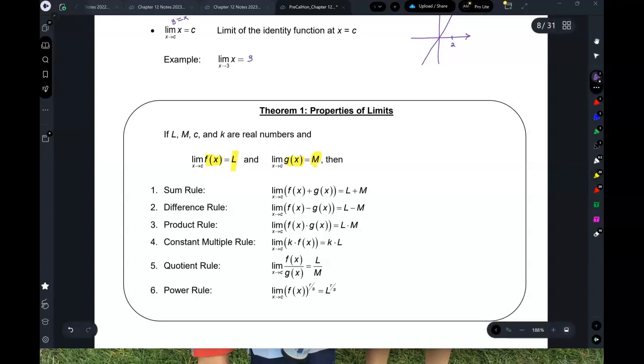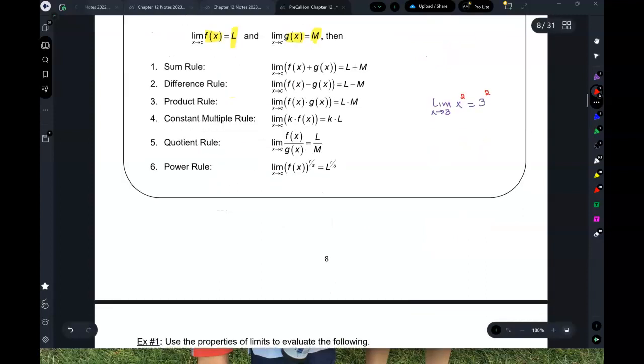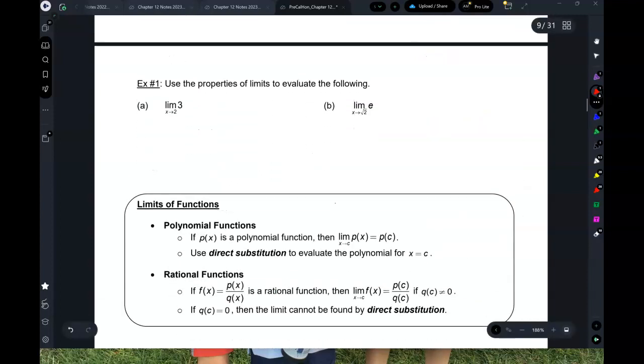So for example, the limit as x approaches 3 of x, we said was 3. Now, if I take x and square it, then the limit will also square and it'll be 9. That's what we're talking about. Okay, so using that, let's take the limits of the following.